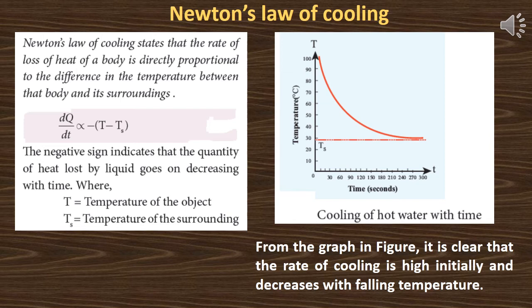From the graph, it is clearly understood that the rate of cooling is high in the initial stage and decreases with falling temperature. The meaning is, in the initial stage, the object loses the heat at a much faster rate. That's why in the graph, it suddenly falls. Later, the temperature slowly decreases as time goes on increasing.